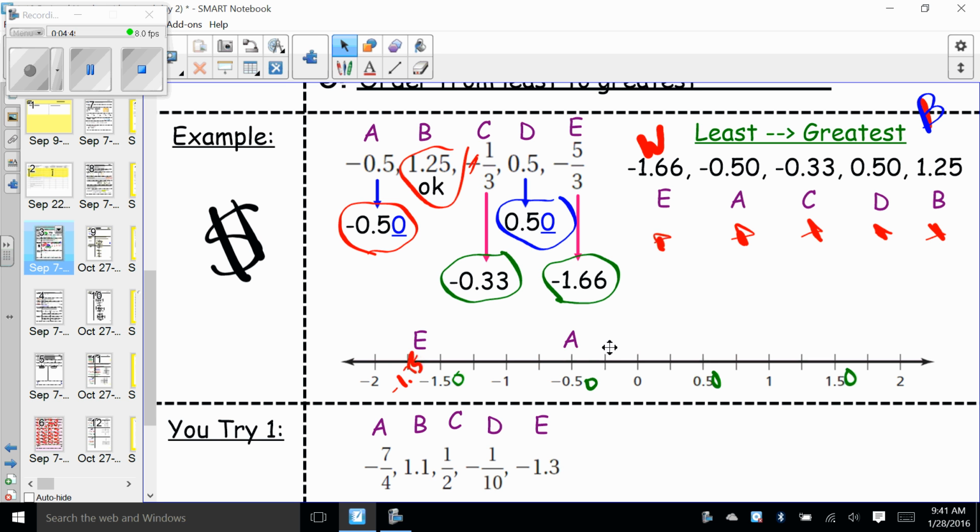And then we have -33 cents. I'm going to estimate that to be about right there. Why would I say that? Because this line right here is approximately at -25 cents.